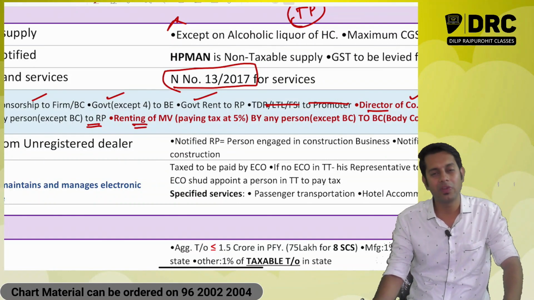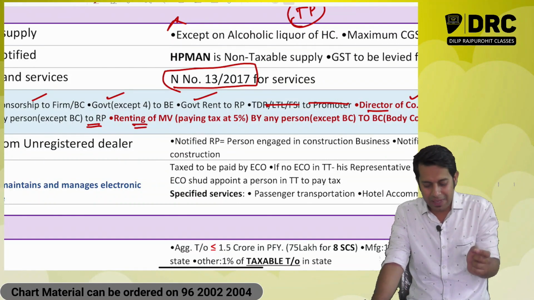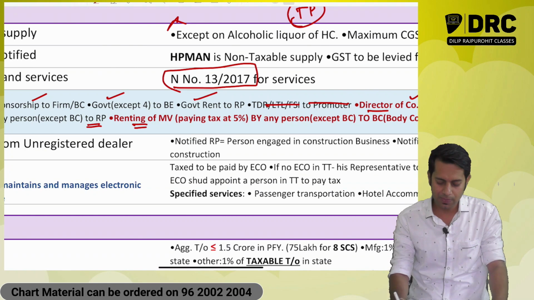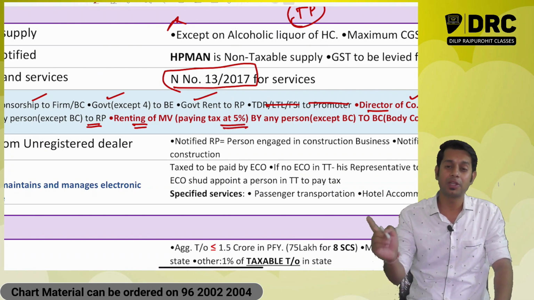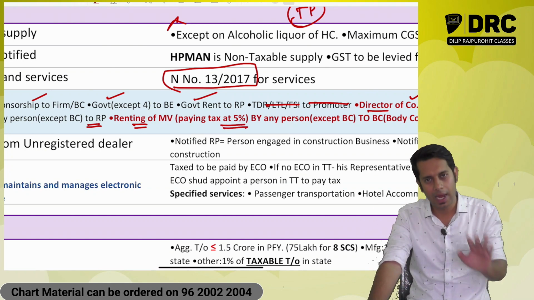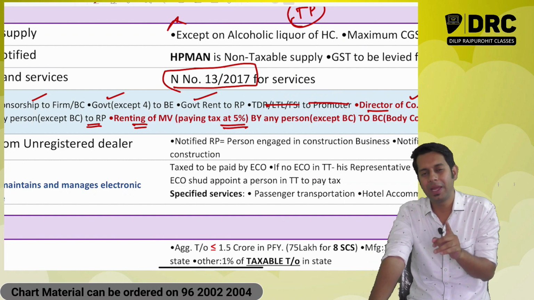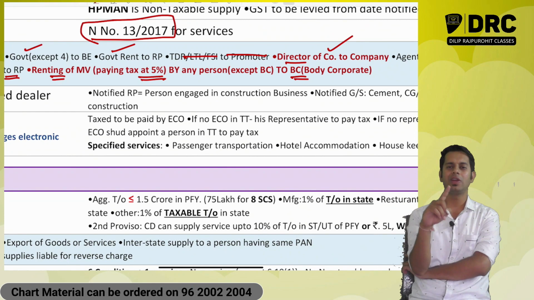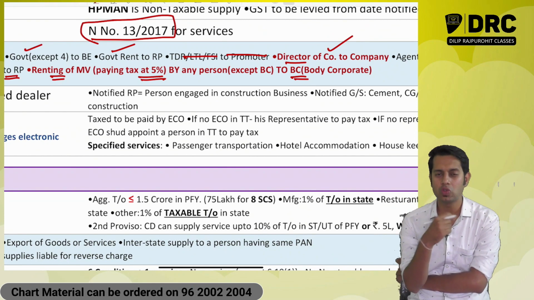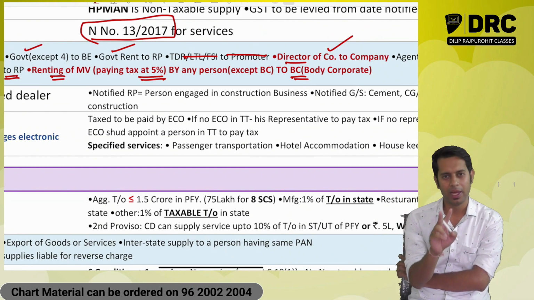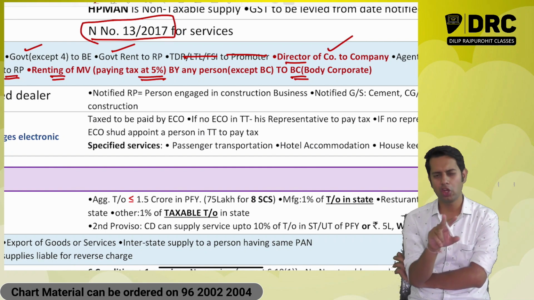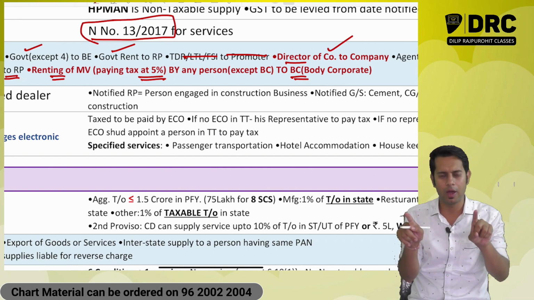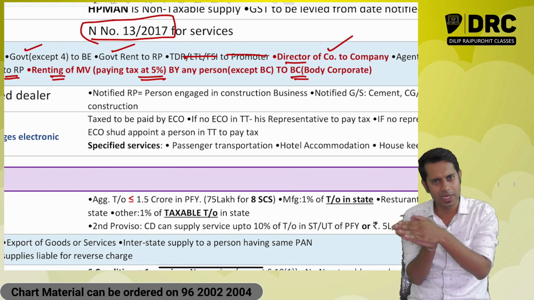Then renting of motor vehicle services provided by any person, renting of motor vehicle services provided by a person who is opting to pay tax at 5%, any person other than a body corporate to body corporate. So if renting of motor vehicle services is provided by a person who is opting to pay tax at 5%, renting of motor vehicle, just like GTA, also has two options. They have an option to pay tax at 5% and 12%.